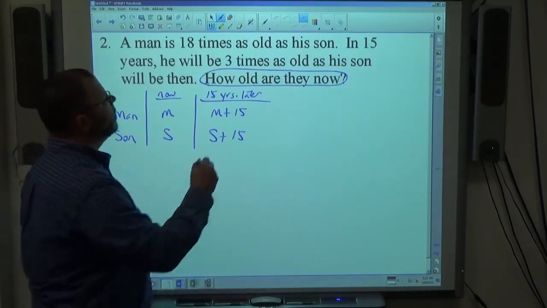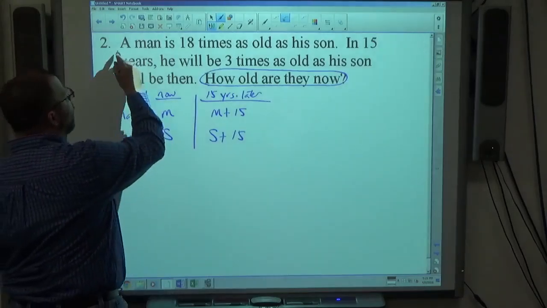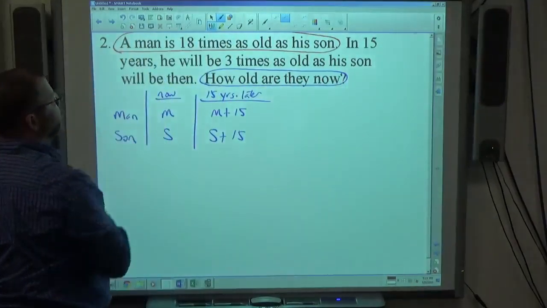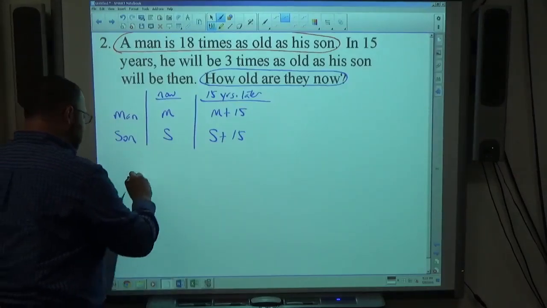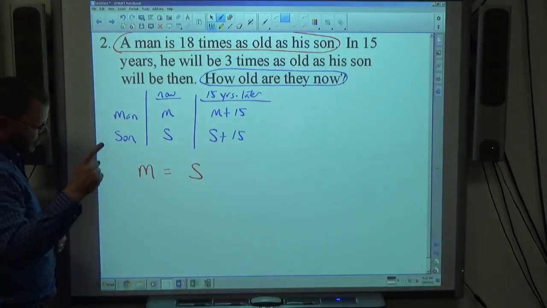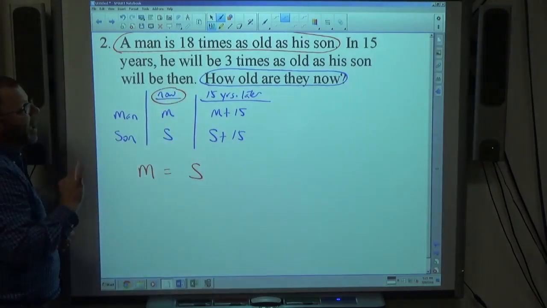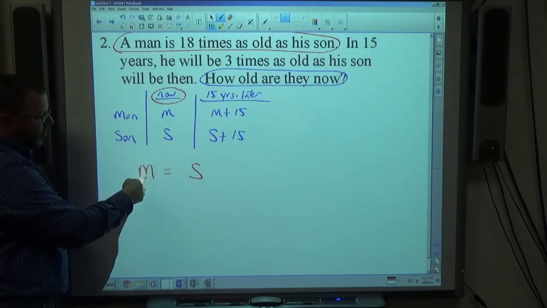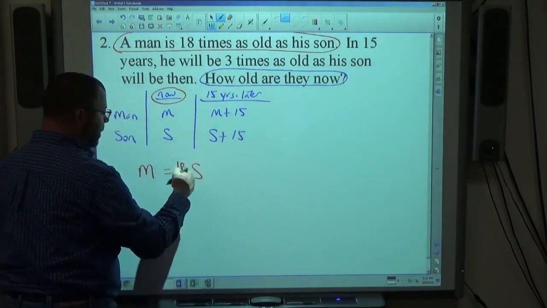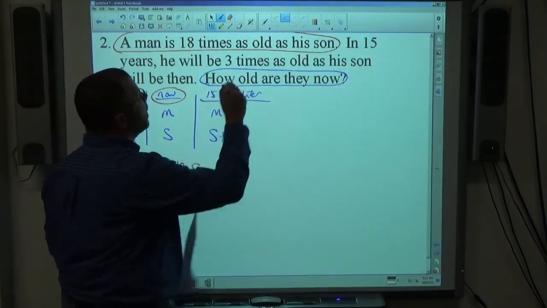And then whatever equation we're writing, we want to deal with the time period that involves that. So right now, at this moment in time, a man is 18 times as old as his son. That means the man's age is equal to the son's age. We'll start off there, which is false. Because we're dealing with them now, we're using the ages now. The man is 18 times as old as the son. Man's older, son's younger. The younger, smaller number gets multiplied by 18 to make the larger number. So m equals 18s is what we get out of that equation.